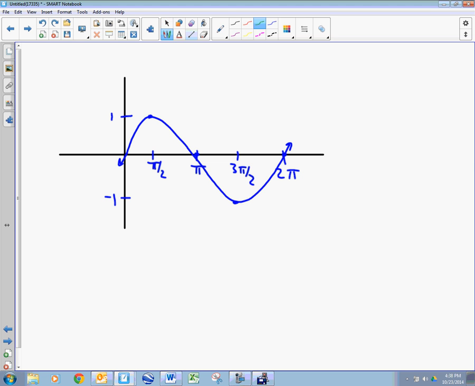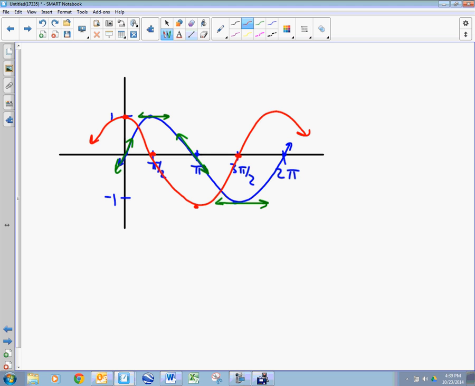It may not look like it from my drawing, but if you were to look at the derivative at 0, you in fact have a value of 1. If you look at the derivative at pi over 2, you have a value of 0. If you look at the derivative at pi, you have a value of -1. If you look at the derivative at 3 pi over 2, you'd have a value of 0. You can see that you get this graph.